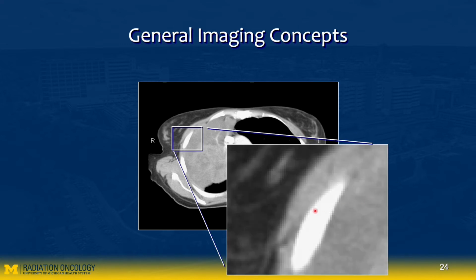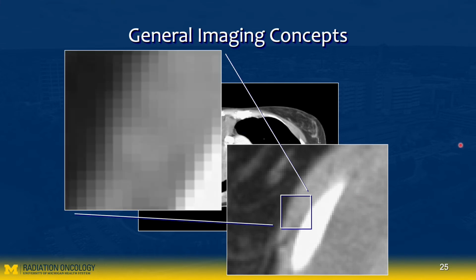So if you zoom in this rib area, you can start seeing, okay, these are actually pixels. If you zoom in further, each square has its own uniform grayscale. The image is actually made out of a bunch of these uniform grayscale pixels.